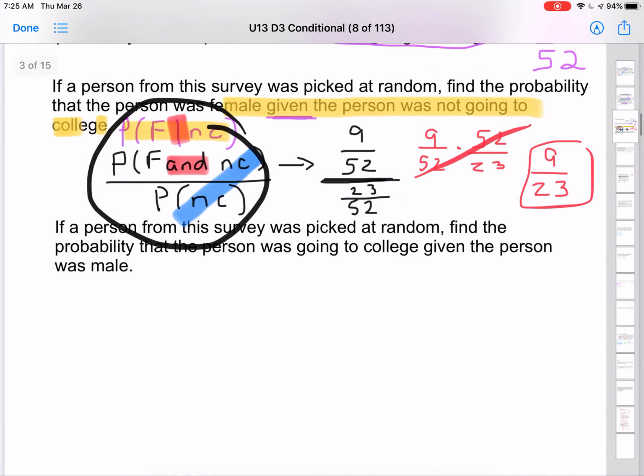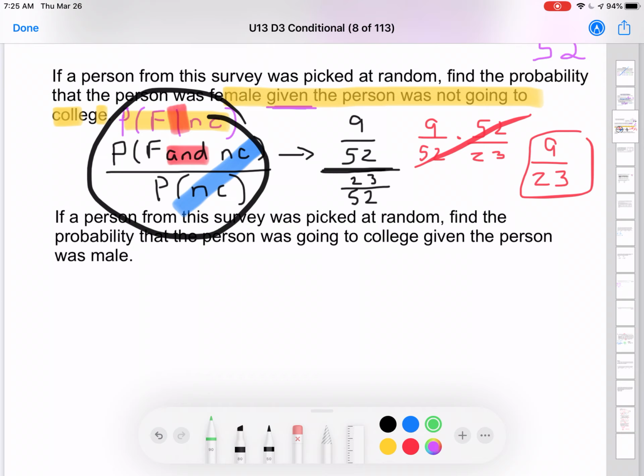Okay, next one. So let's write this one. If a person from the survey was picked at random, find the probability that the person was going to college given, there it is, there's the condition, that the person was male. Okay, so let's write it out. Probability, college, given, male. So now we change it over using the formula.